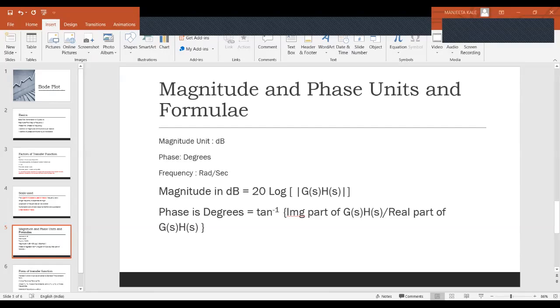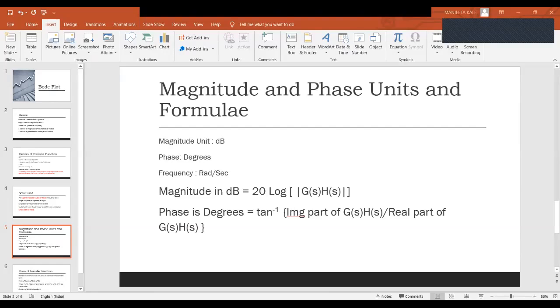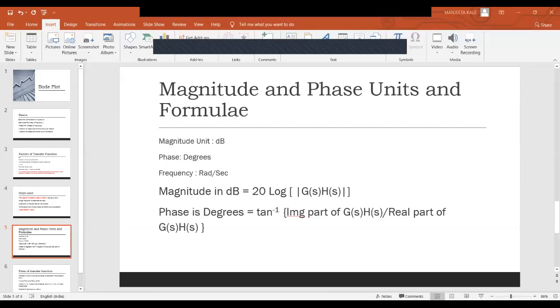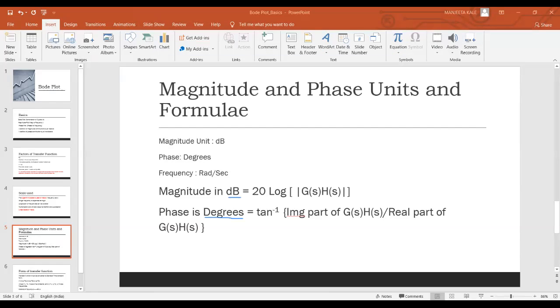Yeah, so this is the formula for calculation of magnitude in dB. And this is the formula for phase in degrees. Please understand the units that are used are very important while plotting the Bode plot. Magnitude unit is dB, phase unit is degrees, and frequency unit is radians per second. And plus we have seen that this frequency is a logarithmic frequency on x-axis.